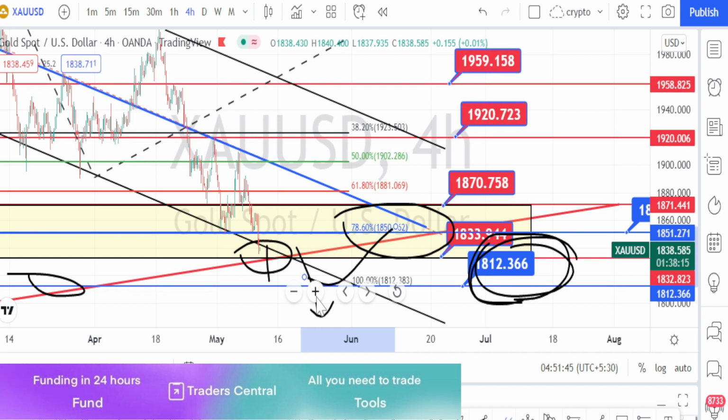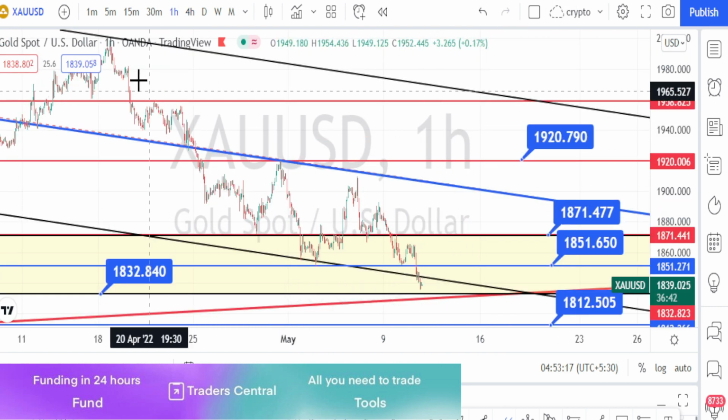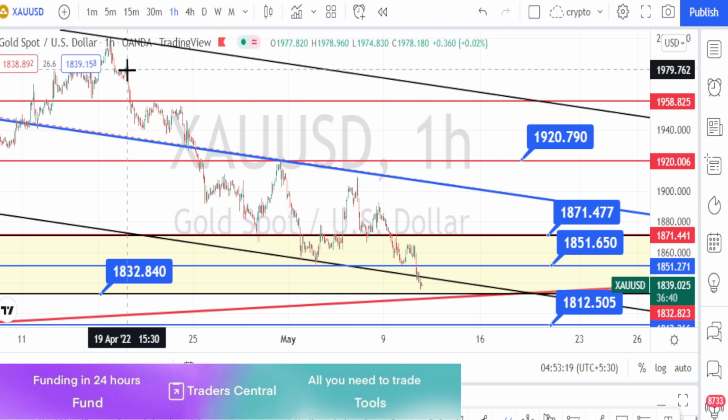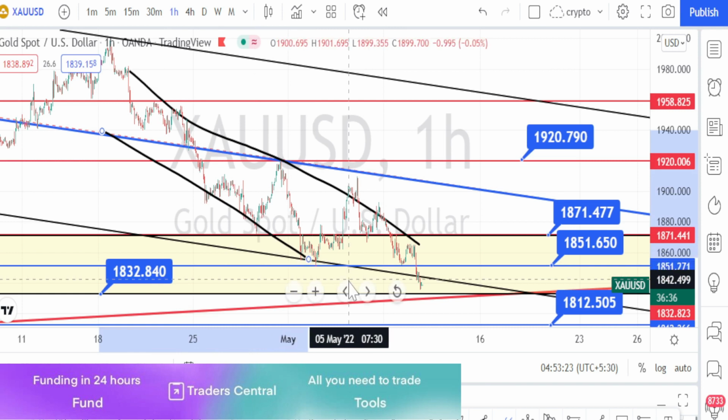Let us do the analysis in hourly time frame. So I am in hourly time frame now. When we look at the price action in hourly time frame also, it is in a very strong bearish trend.